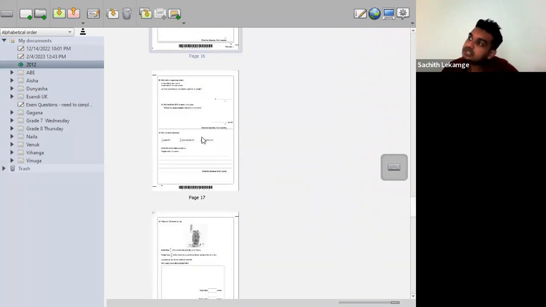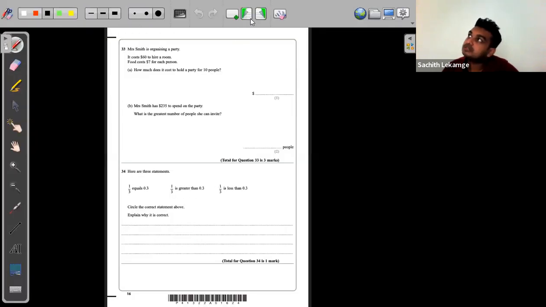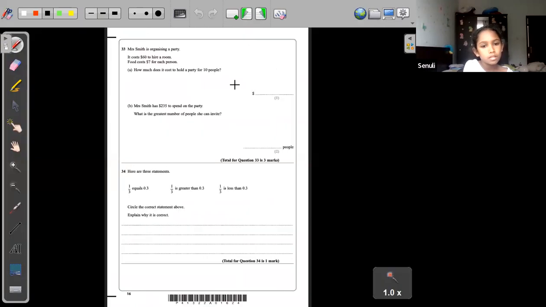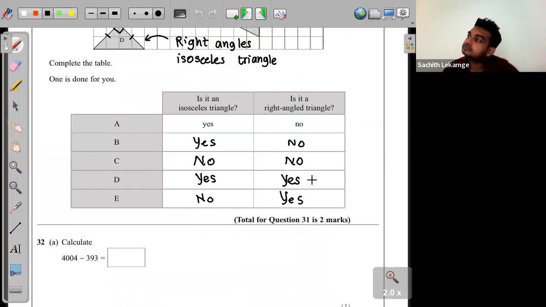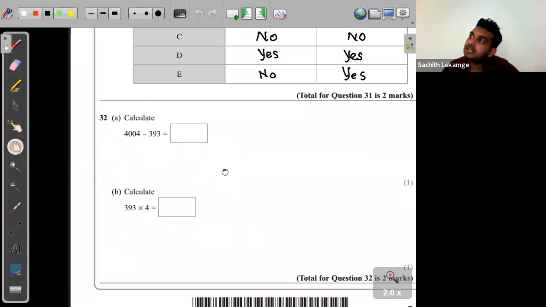Time is 2:30. We'll do one question and finish. I'll discuss the remaining part next week. Yes, we'll finish this page. We have another question. And it is 360. This is so easy. Help me with the answers. What is the answer for this one?